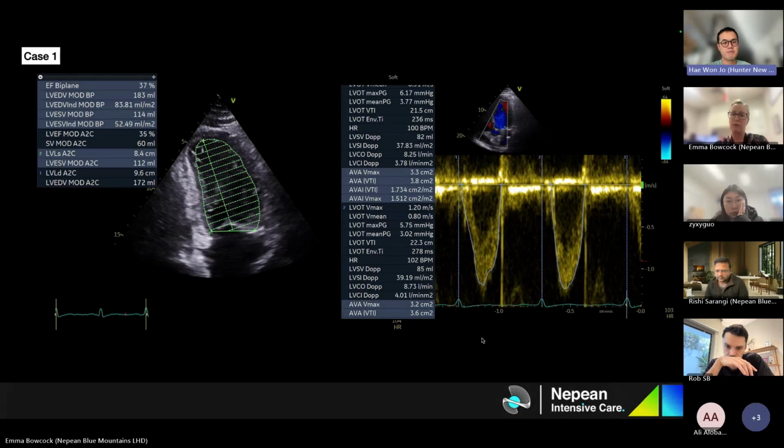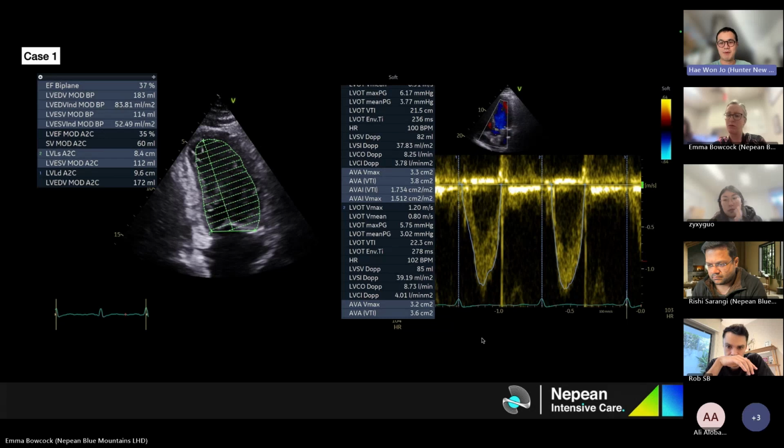Yeah, so the biplane ejection fraction sort of confirms the subjective assessment. The VTI is, I mean, look, I think I could have measured that a bit better. It should technically be at the modal velocity. It's normal at 21 or 22, but I think it's because of the MR. Oh no, that's not true. So normal VTI with moderately impaired LV function.